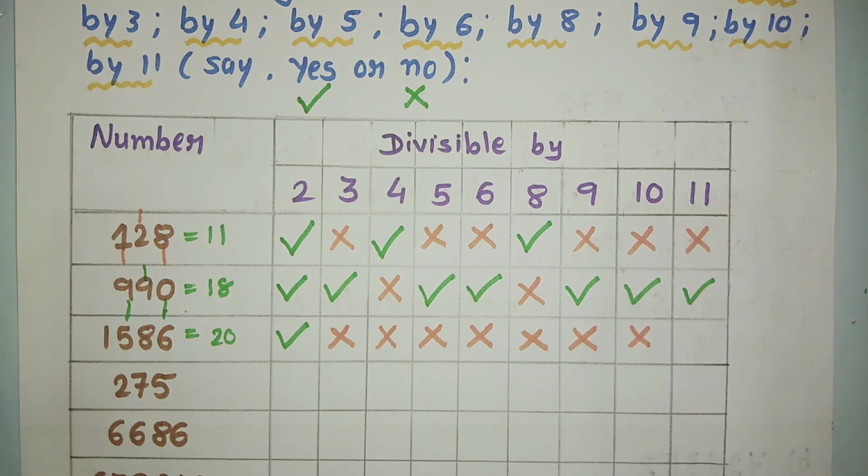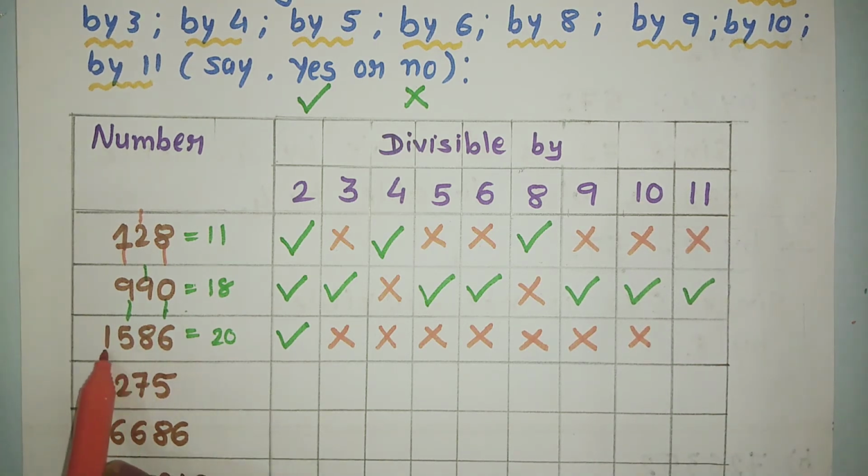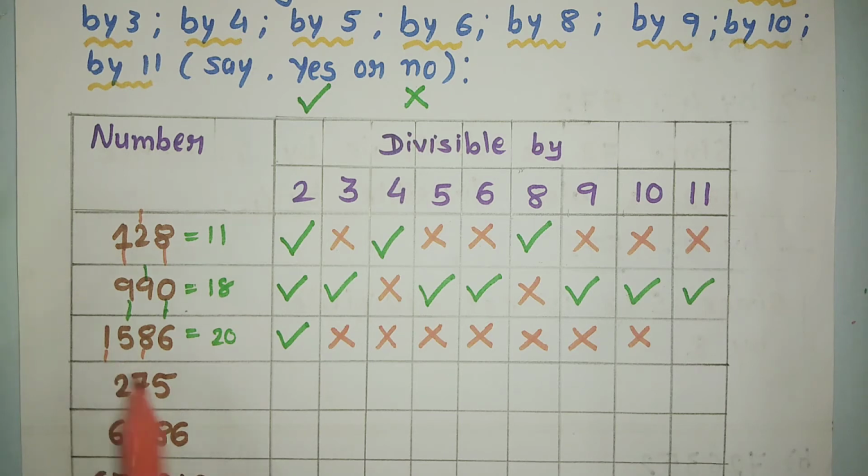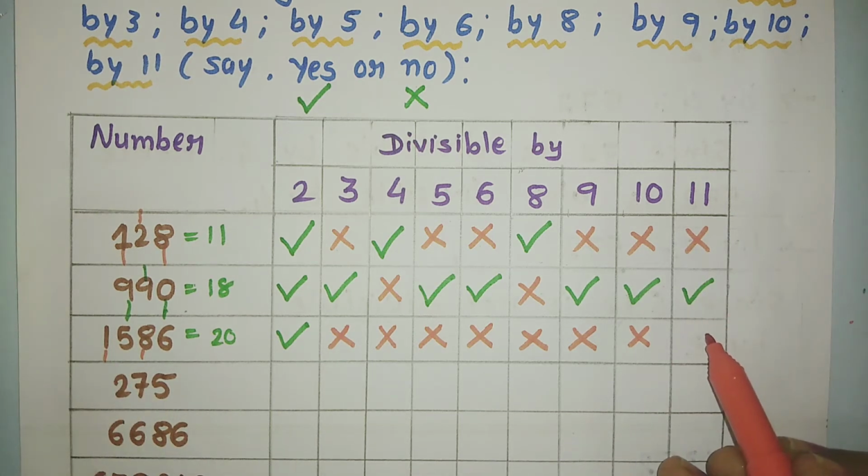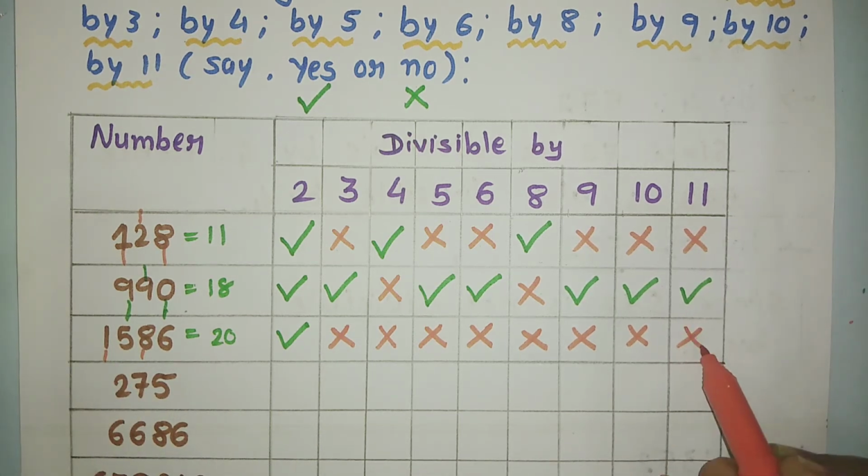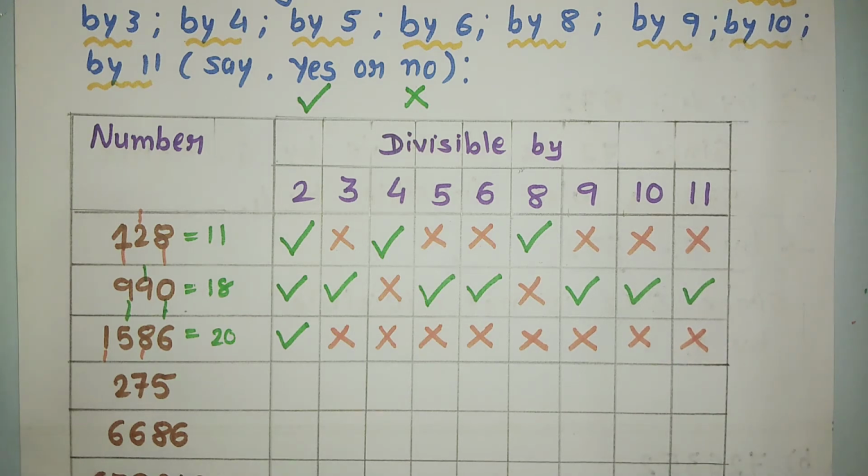11. 11 means addition of alternate places. 5 plus 8 is 13... means याद रख लो यहाँ पे इन दोनों का 9. 6 plus 5 is 11. 11 minus 9 is 2. So 2 is not divisible by 11. So not divisible by 11.